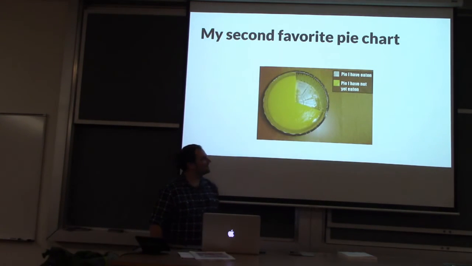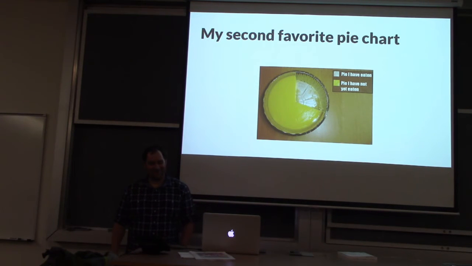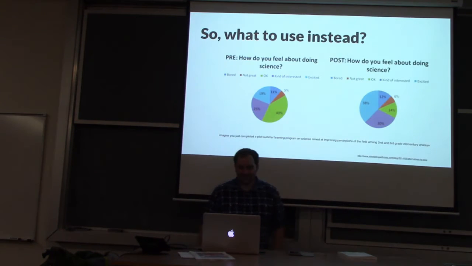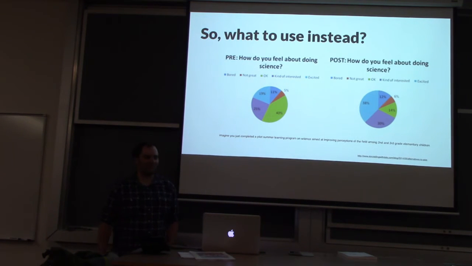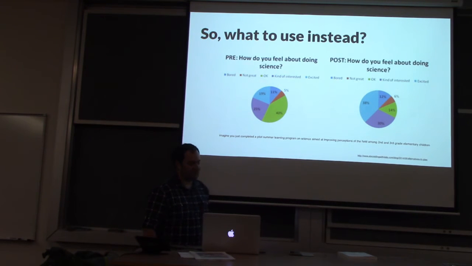And this is the second favorite pie chart: pie I've eaten and pie I have not yet eaten. Okay, so what should you use instead? Because that's always the question, but I want to show this is a proportion of the whole.